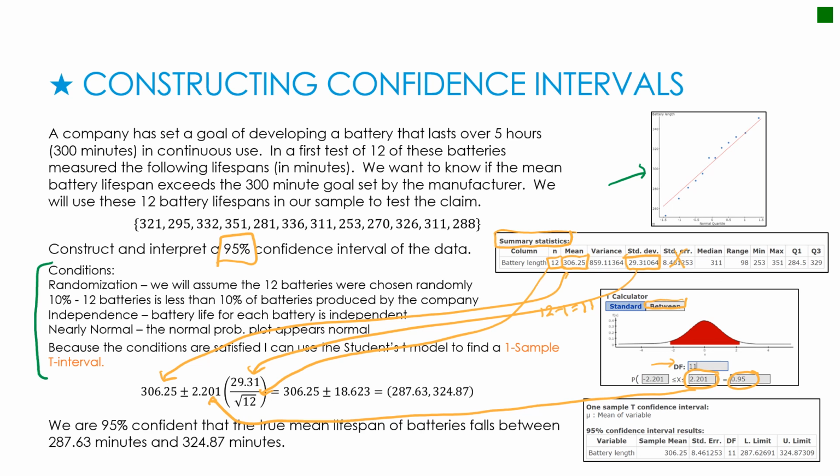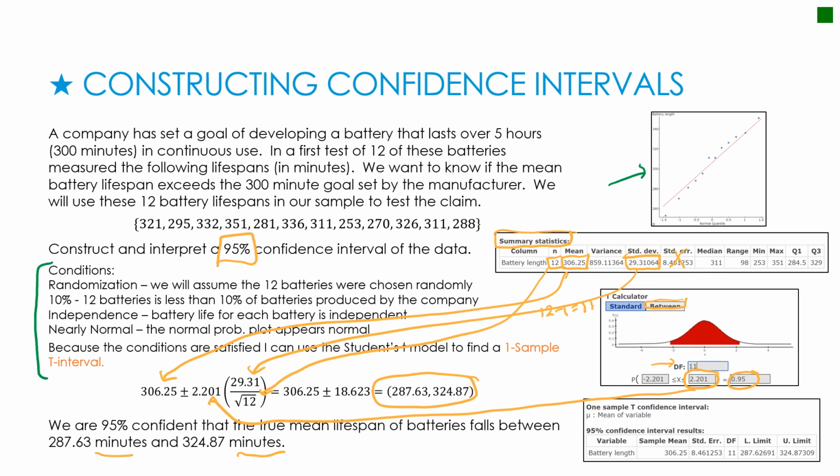I do all of those calculations to come up with 287.63, 324.87. So that's the lower end and the upper end of my interval. And again, I'm saying I'm 95% confident that the true mean lifespan of batteries falls between 287.63 minutes and 324.87 minutes. So again, this week we're dealing with means. Make sure that you're labeling.